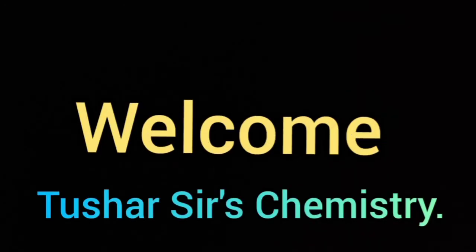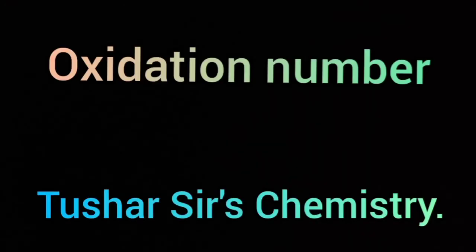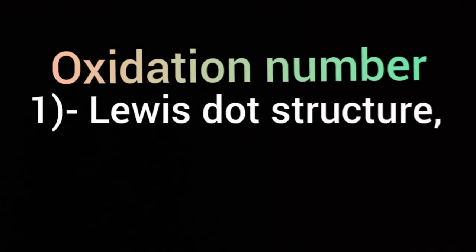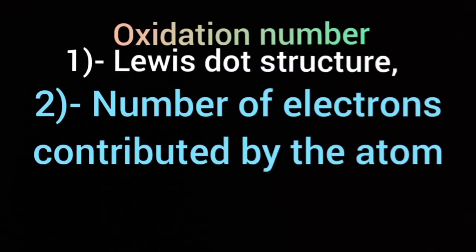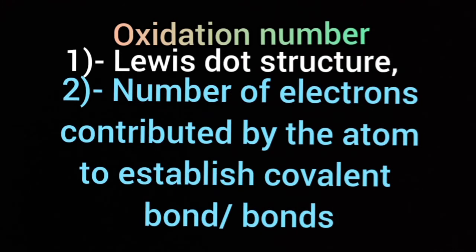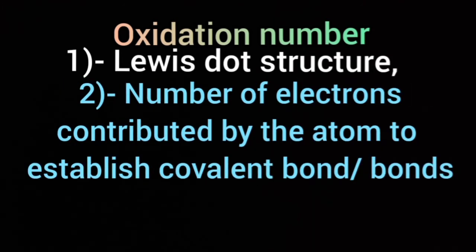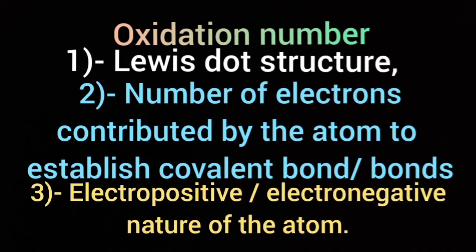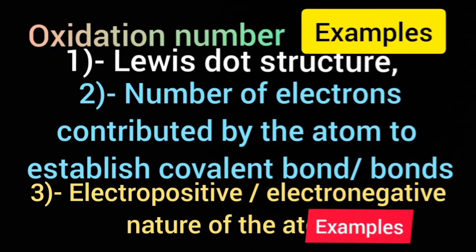Hello, welcome back to my channel. In this video, we will calculate the oxidation number of an atom in a compound from its Lewis dot structure, the number of electrons contributed by the atom to establish covalent bond or bonds, and the electropositive or electronegative nature of the atom. Let us take a few examples.